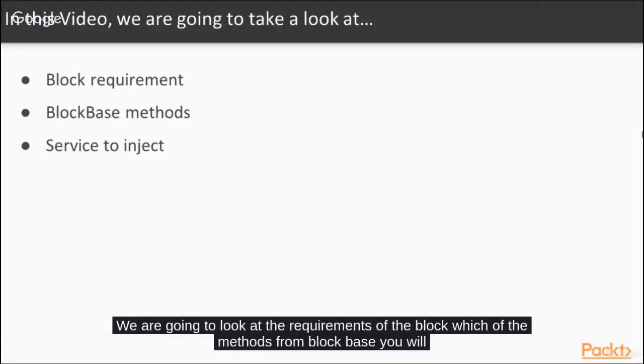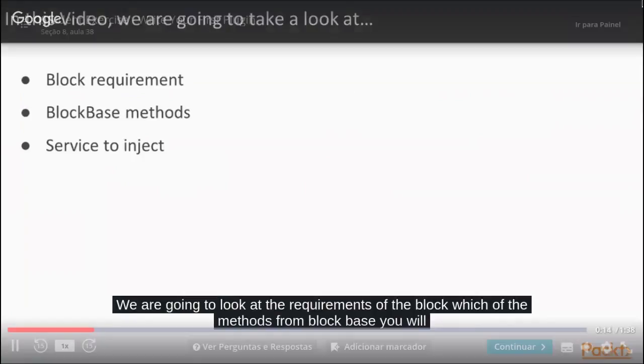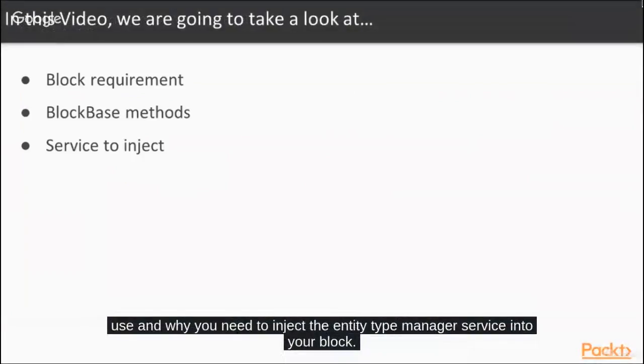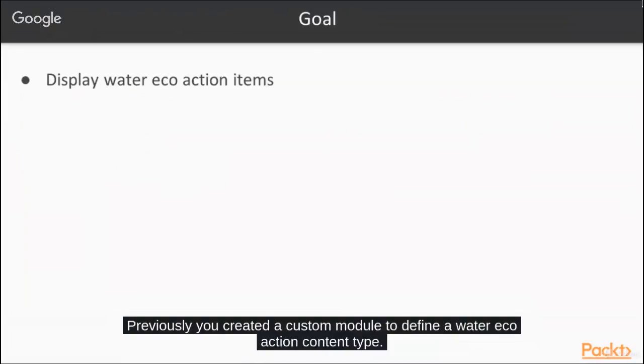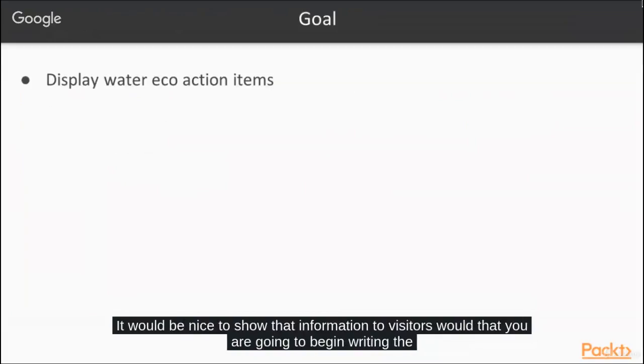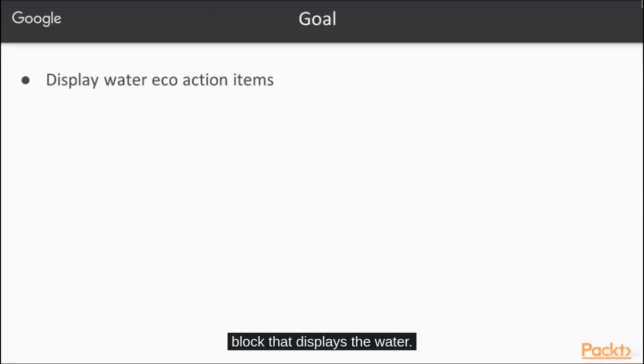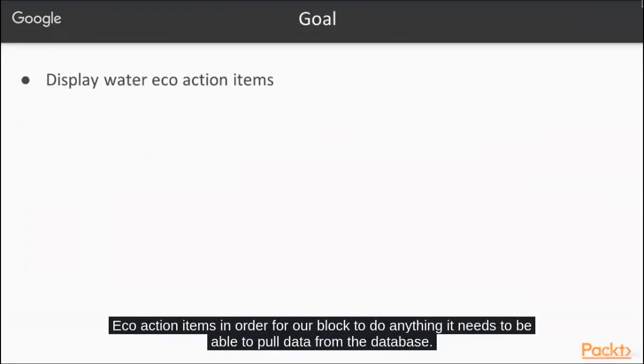Here are the requirements of the block, which of the methods you want to use, and you need to inject the entity type manager service into your block. Previously, we created a custom module to define a water eco action content type. It would be nice to show that information to visitors, wouldn't it? You are going to begin writing the block that displays the water eco action items.